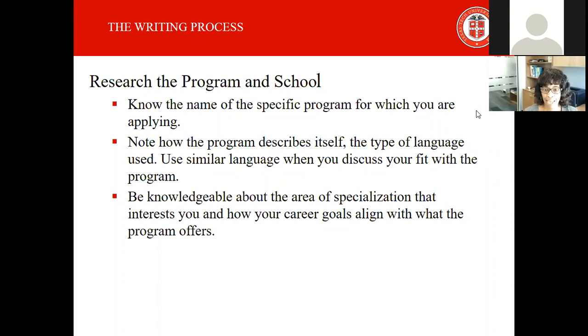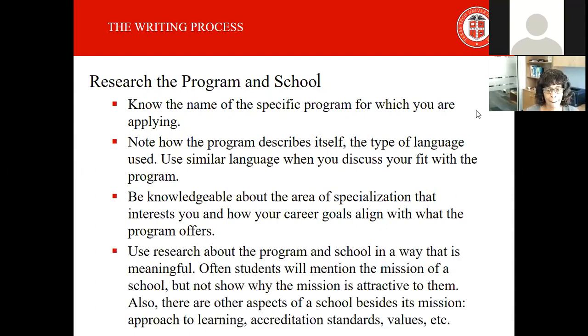Be knowledgeable about the area of specialization that interests you and how your career goals align with what the program offers. So you want to do some research, even in the area of specialization that you're interested in, because you want to be able to talk about it and show that you're knowledgeable about it, and be able to connect it to what the program is offering. So this type of research is very important, to show your audience that this is, again, something that you have thought about, you've given careful consideration to. You understand the path that you're taking, that you're going down, you're doing it deliberately, right?